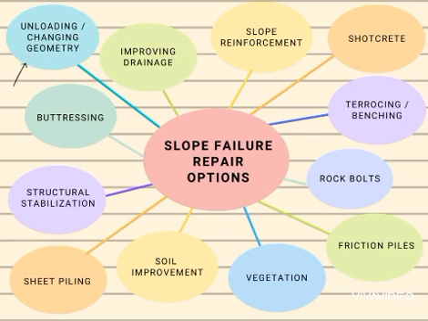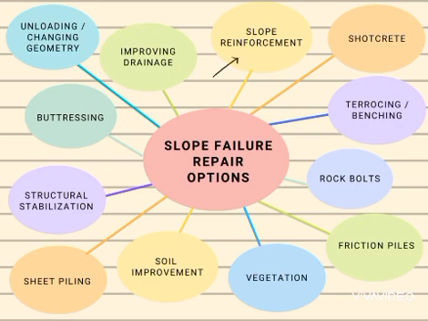Next is low failure repair option. First is unloading or changing geometry. We can use an excavation method. The second one is improving drainage. It is to minimize hydrostatic pressure build-up in the slope. It has two types of improving drainage that are surface and subsurface.